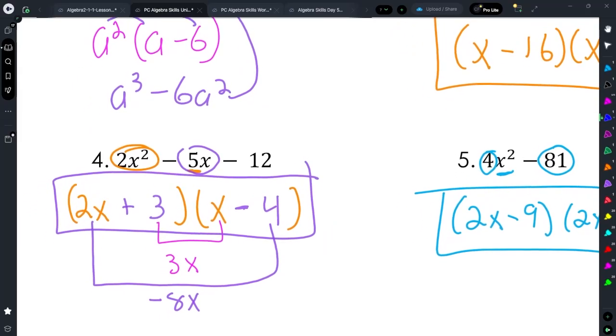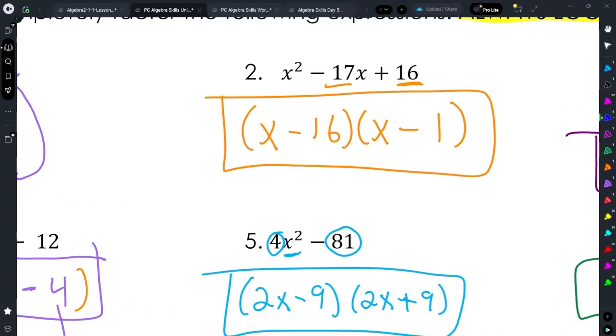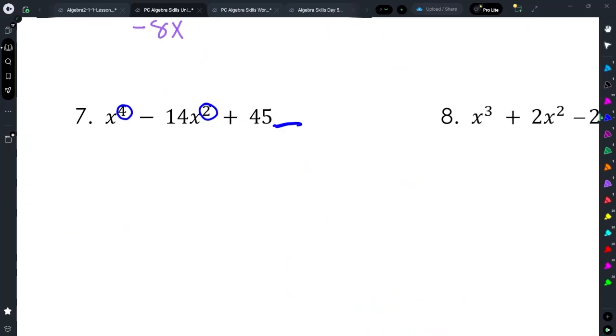The difference up here is that our middle term was x to the 1st power. Our parentheses had x to the 1st power in them. So our parentheses down here, instead of being x to the 1st plus a number, it's going to be x squared plus, or x squared minus a number. So we need two numbers that multiply to positive 45, but add to negative 14. That's going to be x squared minus 9 and x squared minus 5. Those two numbers add up to negative 14, but multiply to positive 45.